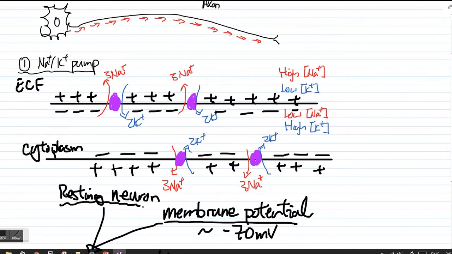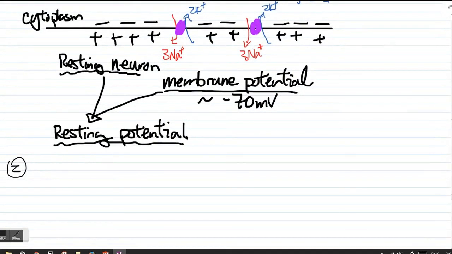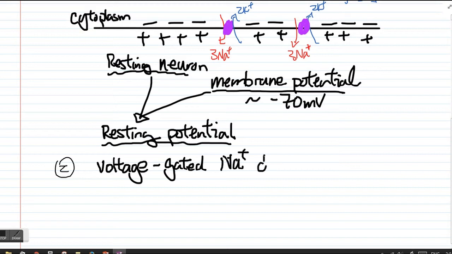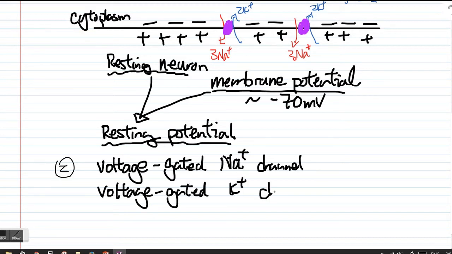Sodium potassium pump is not the only protein pump that you will find in the membranes of an axon. You will actually find these things called voltage sensitive or voltage gated ion channels. So there are 2 types of voltage gated ion channels. We have one for sodium, and we have one for potassium.